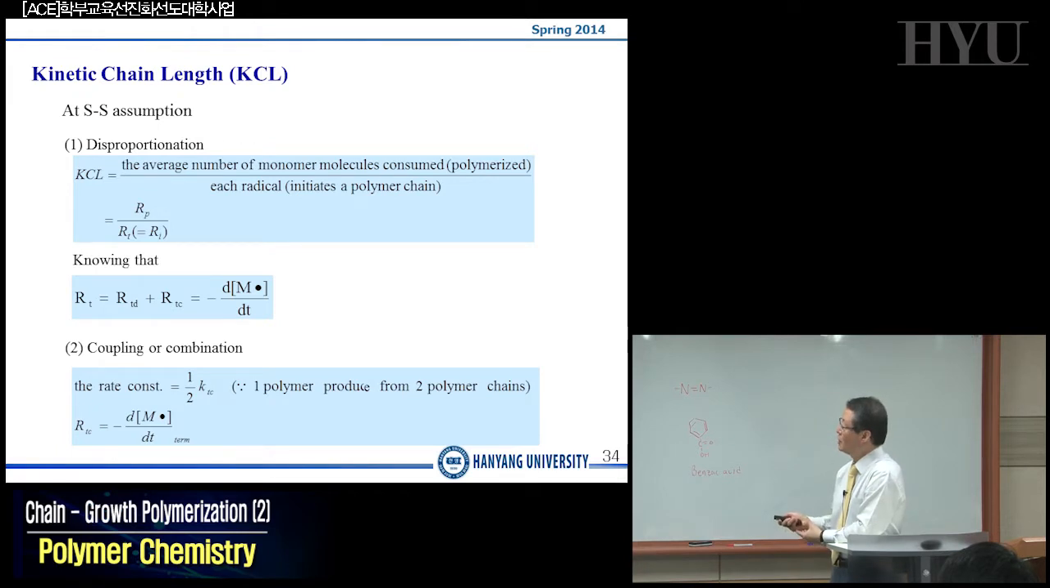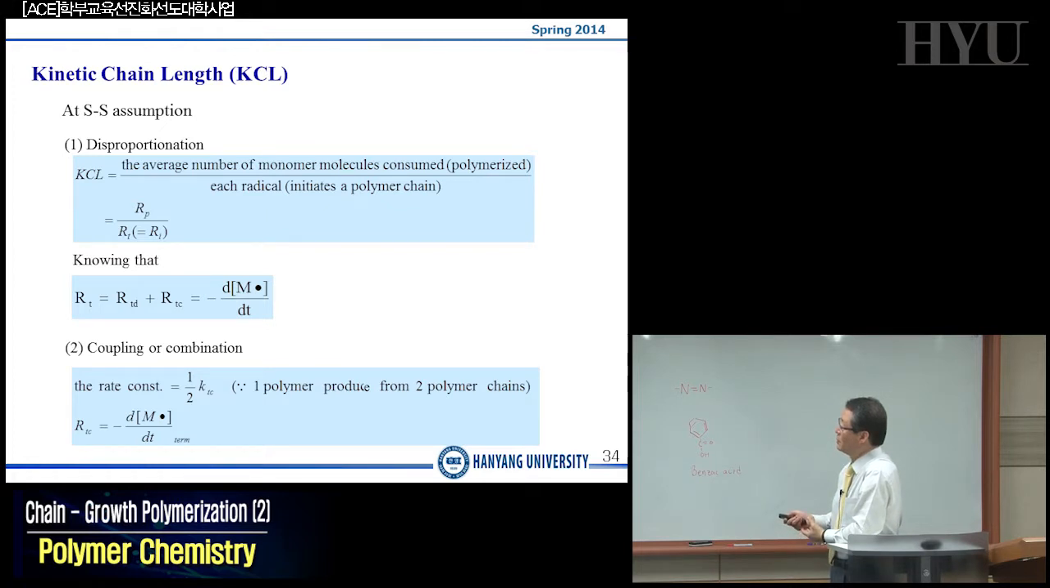The kinetic chain length is defined as the average number of the monomer molecules that were consumed or participate in the polymerization reactions, divided by each radical. If I have one radical, then it's just one. Okay? If I have 10 radicals at the chain end, then I'm counting the 10 chain ends.